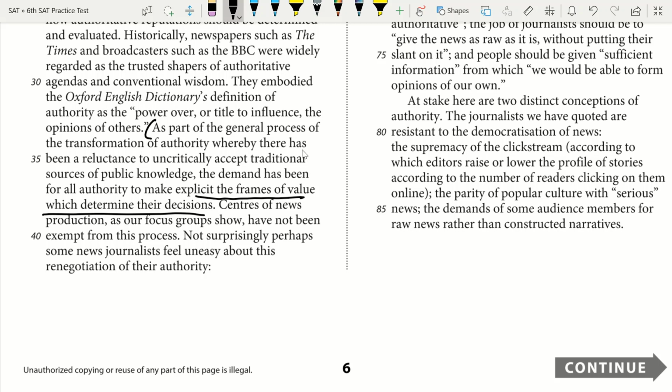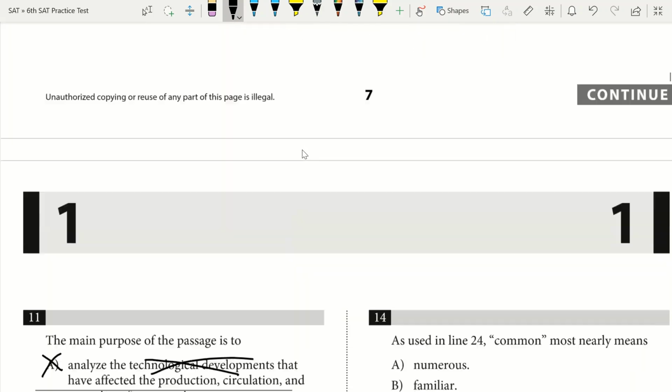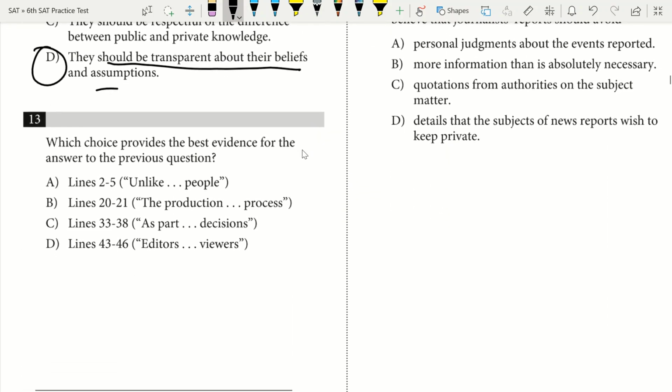I see that starts right around up here, so I'm going to look for about 33 to 38 here, because I want to include the fact that the demand from the public is for all authority or publishers to make explicit the frames of value which are determining their decisions for what to publish. Okay, so that's 33 to 38 should be my evidence there. I see that that's answer choice C, so for 13 my answer then will be answer choice C.